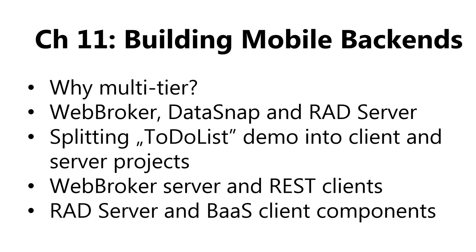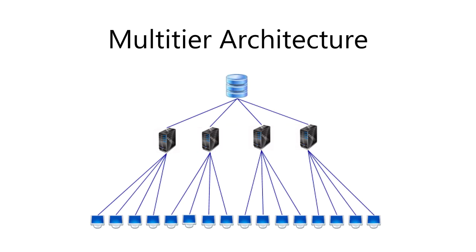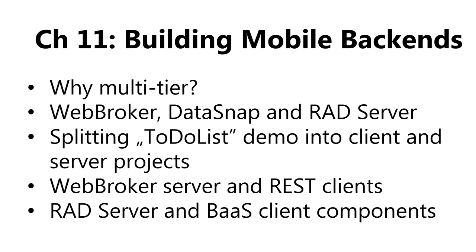But now what we are doing here, we are splitting this into two. So we are keeping the same user interface. So in our case, this is this form with a TListView component. We keep the data access data module that communicates with Amazon S3, but we are now splitting this into two applications. So in the first demo, we are using a WebBroker server.